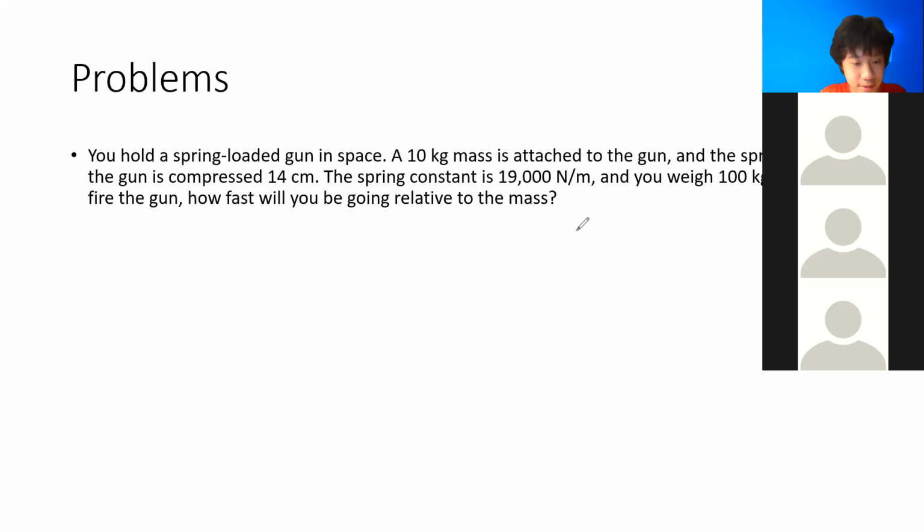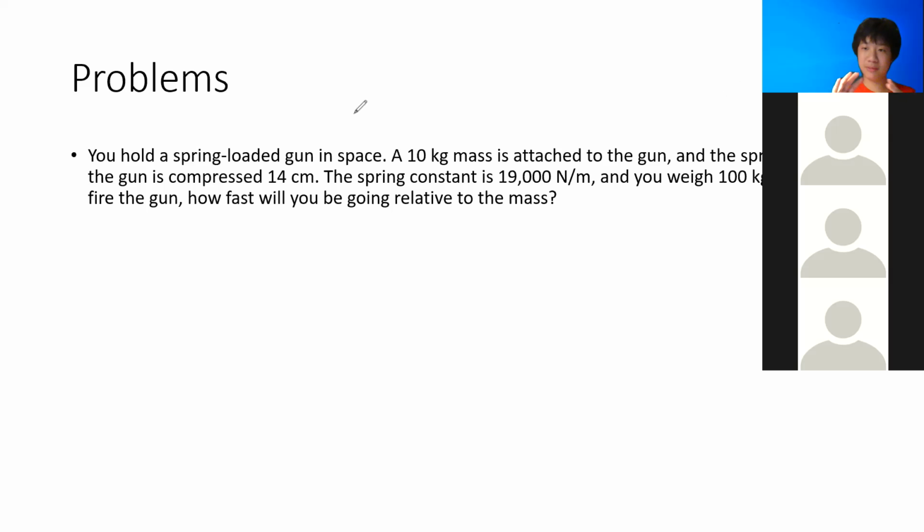Right, so I'm going to explain this one now. This is a rather tricky problem, because for this one you have to combine energy with momentum. So let's read this problem. You have a spring-loaded gun in space, a 10-kilogram mass is attached to the gun, and the spring inside the gun is compressed 14 centimeters. The spring constant is 19,000 newtons per meter, and you weigh 100 kilograms. After you fire the gun, how fast will you be going relative to the mass?